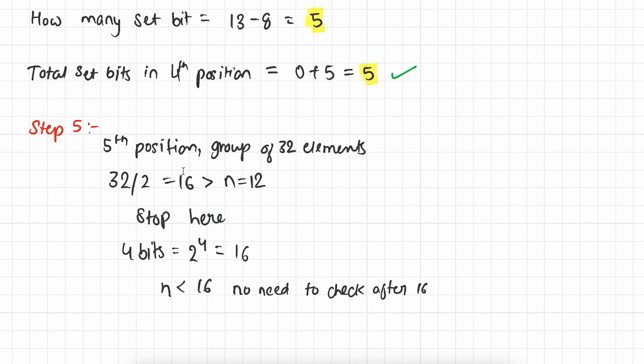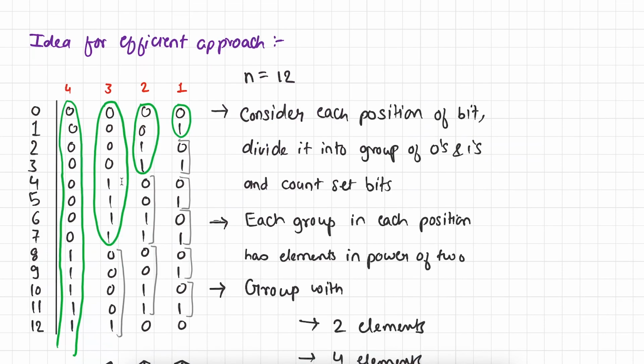Now let's move on to 5th position. Now why we are doing 5th position? Because I am only considering the 4 bits. But if you use Java, then there are 32 bits representation of integers. So it might be possible that you get more ones after 4th position, right?